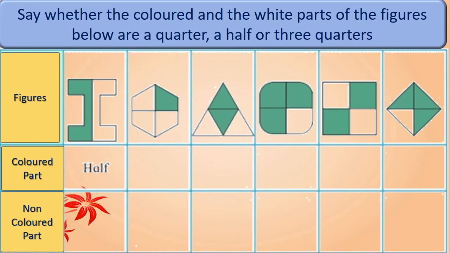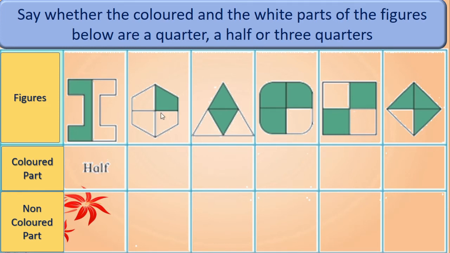Now here this is from your textbook, page number 81. See whether the colored and the white parts of the figures, means here non-colored parts, of the figures below are a quarter, a half or 3/4. Here we have to observe these figures from the first row. Then we have to write the colored part of these figures in this second row, and the non-colored part in the third row. In the second row, colored part we will try to write. This is given. This half portion is colored.